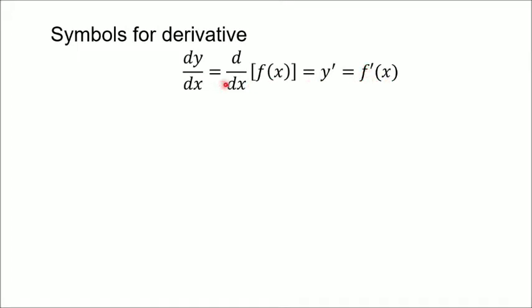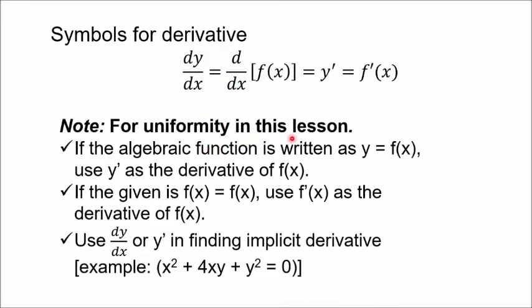Lahat ng ito ay symbols for derivatives na pwede nating gamitin. For uniformity in this lesson, kapag yung algebraic function ay nakasulat sa y equals f of x in this form, gagamitan natin ng y prime as the derivative of the function of x. Kapag naman yung algebraic functions ay nakasulat sa f of x equals f of x, gagamit tayo ng f prime of x as the symbol for the derivative of the f of x. And then gagamit tayo ng dy over dx or y prime in finding implicit derivative na i-discuss natin sa susunod na mga lesson. Not in this video pa.